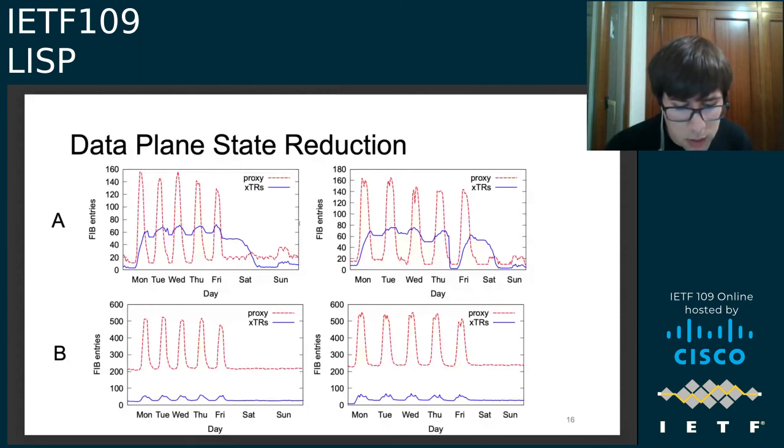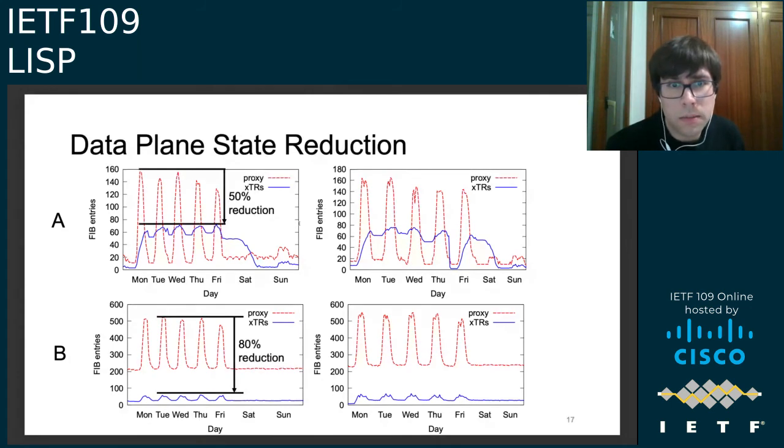And here you can see the results. These graphs plot the average number of map cache entries for IP version 4 EIDs for the proxies and XTRs, for the 2 deployments and for 2 weeks. You can see that usually we have more entries in the proxy than in the XTRs. Next slide, please. Specifically, in the first deployment, we have a 50% reduction in the data plane state. And in the second one, we have an 80% reduction. Next slide, please.